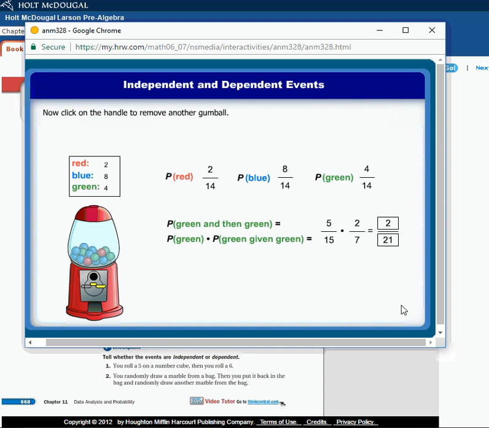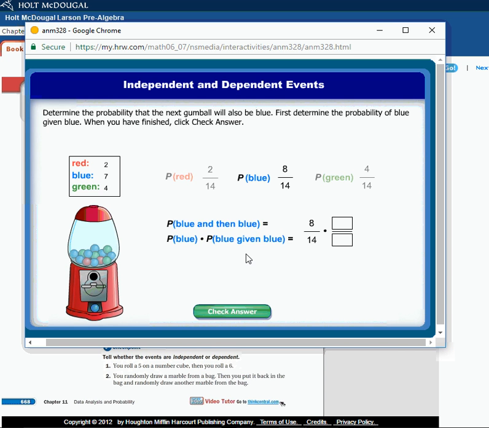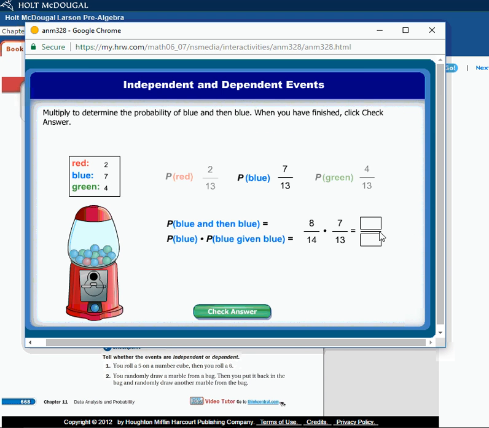So now I'm going to click on the handle to remove another gumball. Oh, I got blue this time. So in this case, it would be the same process. I have blue and then another blue. So I would do 8 over 14. Now I have 7 out of, not 14 anymore, but I have 13. Continue, same process, you would multiply it through. Not going to bore you anymore. I think you understand the difference between an independent and a dependent event.